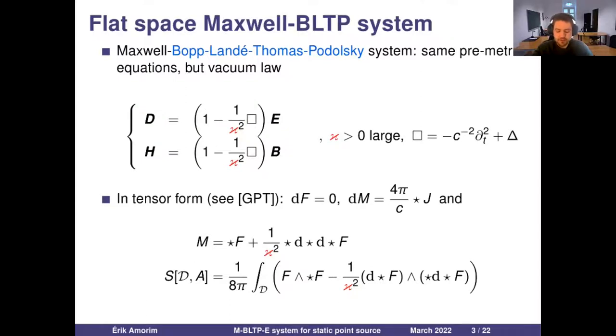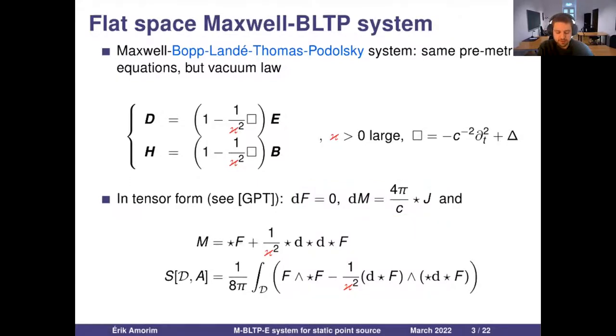Essentially, these people were actually trying to solve this problem that I mentioned of the infinite self-energy. And this solves this problem in flat space. But there are also some natural ways to arrive at this formulation, this new law of electromagnetism. In tensor language, the pre-metric Maxwell equations are the same as they should be, but now the relation between M and F changes.